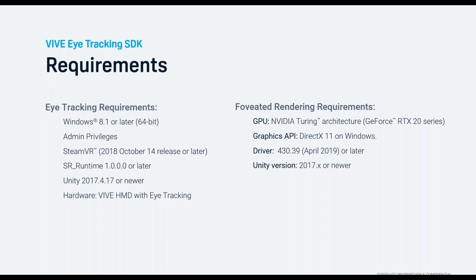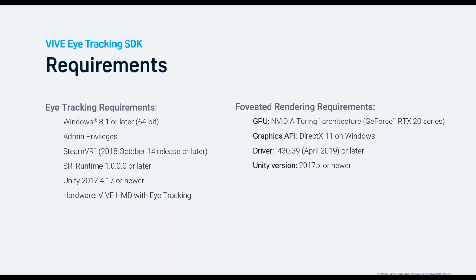First, we'll cover the eye tracking requirements. You will need Windows 8.1 or later, 64-bit. You will need admin privileges to run the eye tracking runtime. You will need an updated version of SteamVR which is 2018 October release or later. You will also need the eye tracking runtime, SR runtime, and you will need Unity 2017.4.17 or newer. And this will work with the Vive HMD with eye tracking.